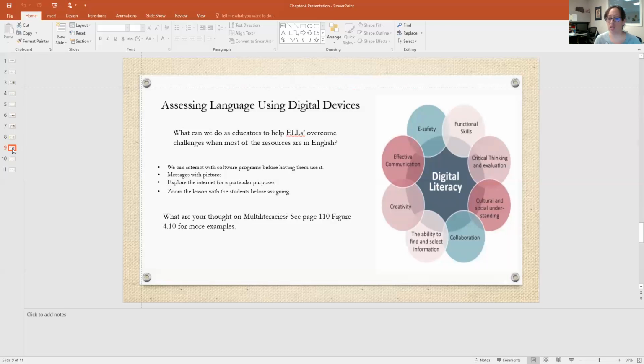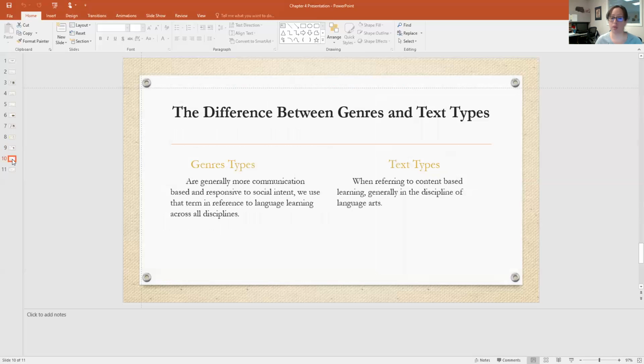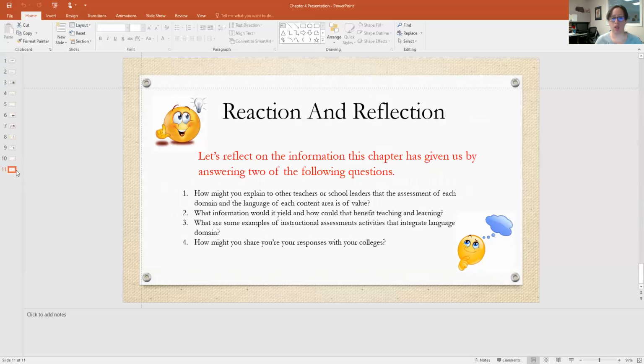You can find more information on page 110, and it will also give you more sample examples. So, the difference between genres and text types. Genre types are generally more communication based and responsive to social intent. So we use that term in reference to language learning across all disciplines. Text types is when we are referring to content based learning, generally in the discipline of language arts, which everything goes together. So, what are your thoughts on chapter 4?